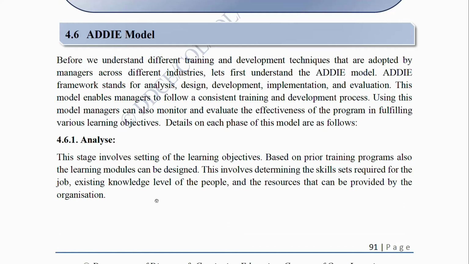4.6.1 Analyze. This stage involves setting of the learning objectives. Based on prior training programs, also the learning modules can be designed. This involves determining the skill sets required for the job, existing knowledge level of the people, and the resources that can be provided by the organization.